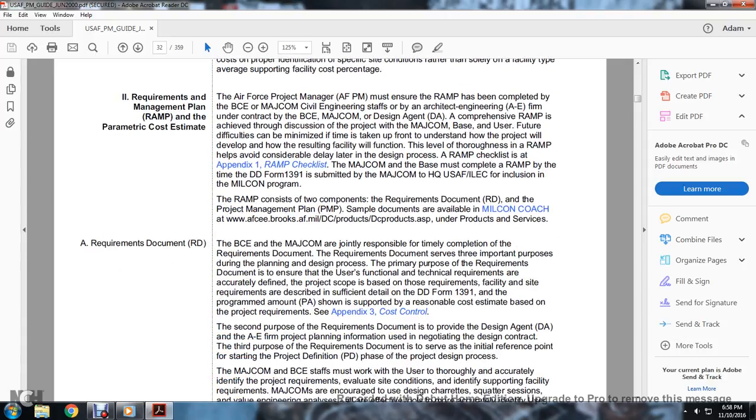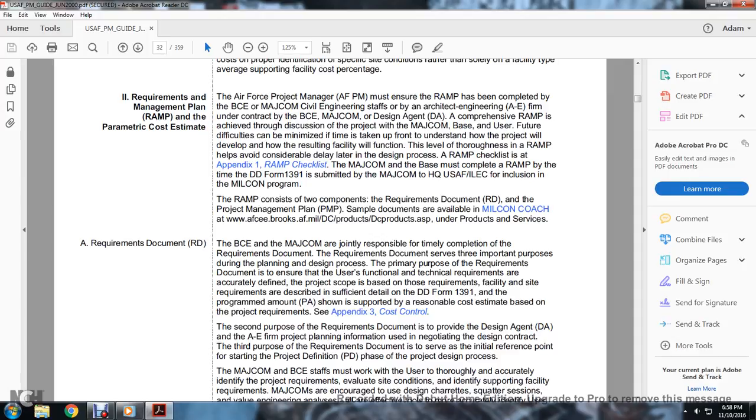For the requirements documentation, base civil engineering and the major command are jointly responsible for its timely completion. The requirements documentation serves three important purposes during the planning of the design process. The primary purpose is to ensure the user's functional and technical requirements are accurately defined within the project scope of the base, and that those requirements, facility and site requirements are described in sufficient detail on the Department of Defense 1391, with the programmed amount shown and supported by a reasonable cost estimate based on the project requirements. See Appendix 3 on cost control.